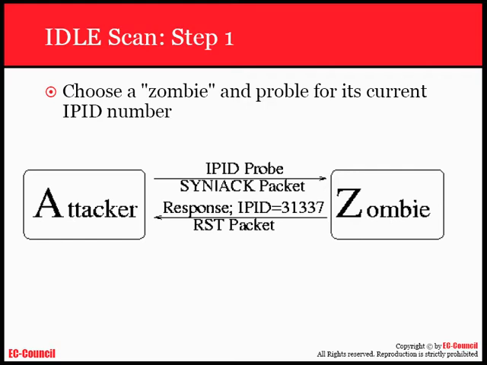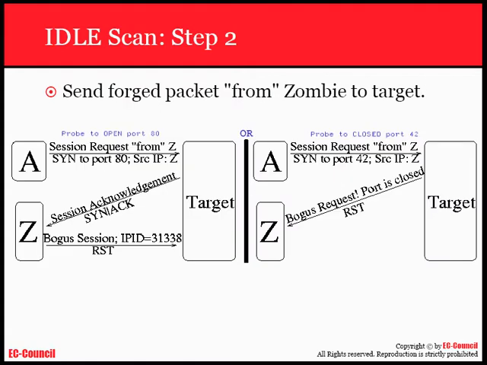When I get the response, I'm going to look at that IP ID number, and I'm going to note what that number is. Then what I do is I send a forged request, making it look like it came from the zombie. Now the request really comes from me, and I'm really sending a SYN packet from me, but I change the source IP to be the IP of my zombie. Then what happens is the target will send back a SYN ACK to my zombie, at which point the zombie can send back a reset to that one. Now, that's only if the port's open.